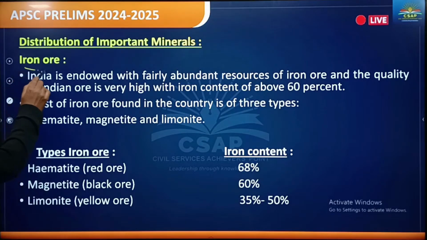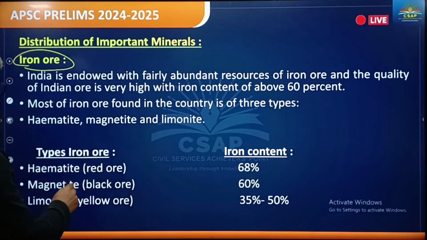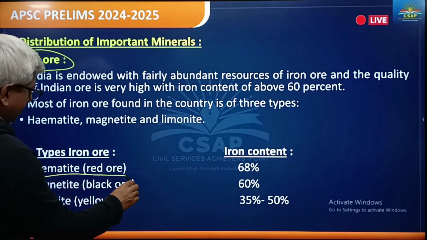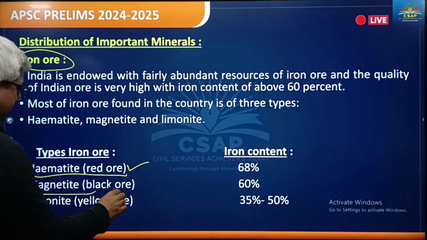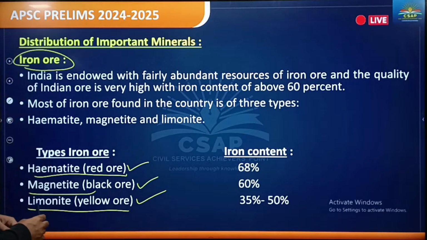First of all, iron ore. India is endowed with fairly abundant resources of iron ore, and the quality of Indian ore is also very high, with iron content above 60%. Most iron ore found in the country is of three types: hematite, which is the red ore, magnetite, which is black ore, and limonite, which is a bit yellow ore.